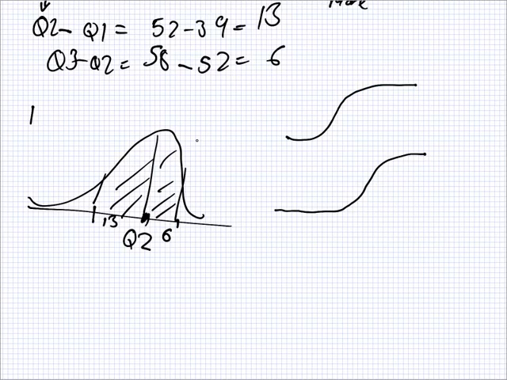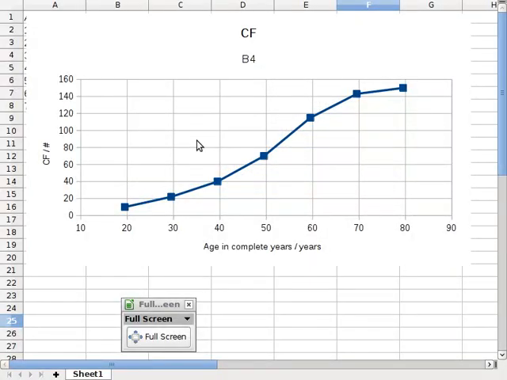Lastly, use your cumulative frequency. How many people are 55 or more? So here's 55. So 55 or less is 100. So more than 55 would be 50. So 50 is my answer for the last one.